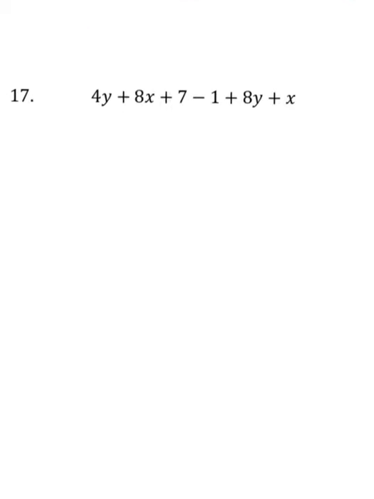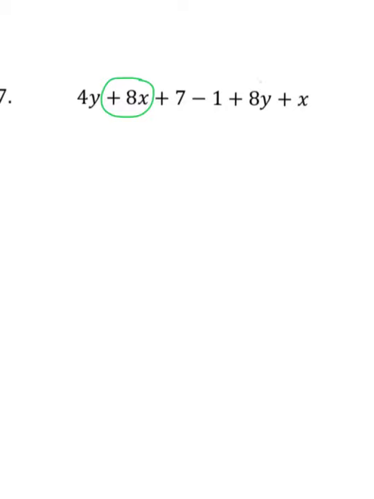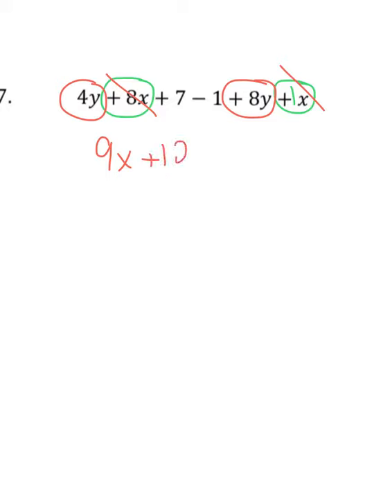17. I'll use green this time, Riley. What do you want to start with? The x's. Okay, there's a positive 8x, positive x. That's 1x right there. So how many x's are there? Positive 9x. Done with that. 4y plus 8y is a positive 12y. Done with that.